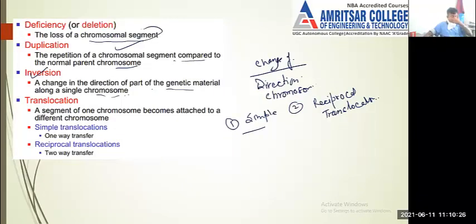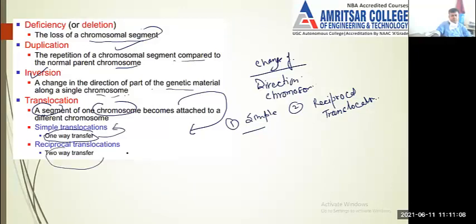What is the deletion? Tell me. Loss of chromosomal segment, sir. Loss of chromosomal segment. Duplication means repetition of chromosome. Inversion, change in direction. Translocation, when one segment of chromosome is attached to different sets. One way transfer, simple translocation. Two way transfer, reciprocal transfer. Right? Reciprocal translocation. Clear.